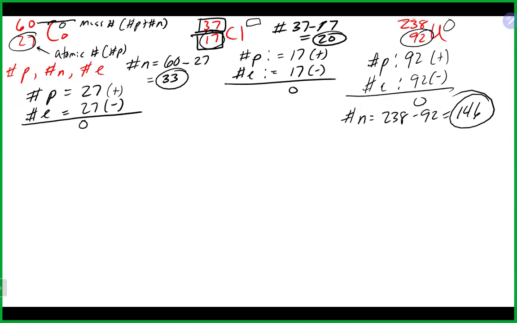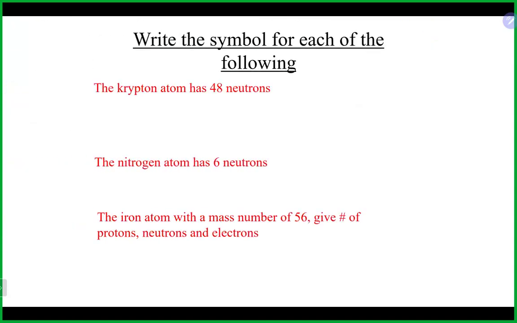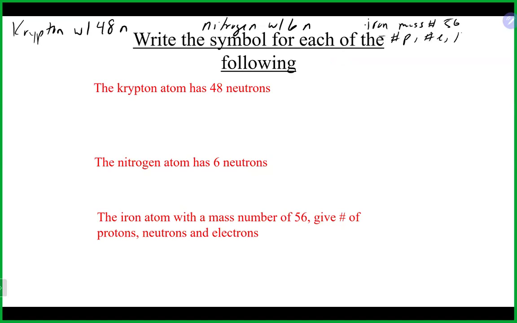Other questions? Okay. I want to try a couple more here. So for each of these, why don't you write the symbol with the mass number and atomic number for each of these situations. That is krypton with 48 neutrons. That's nitrogen with 6 neutrons. And iron has a mass number of 56. How many numbers of protons, electrons, and neutrons does it have?